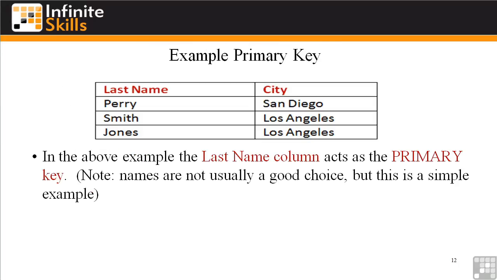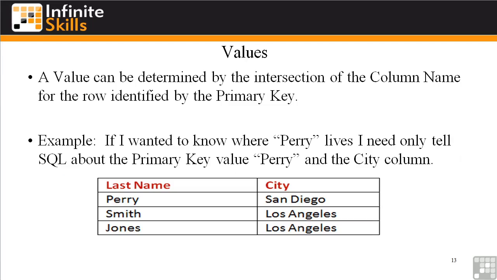Here's an example of a primary key. Coming back to that for a moment, you'll see that the last name column acts as the primary key. And as I mentioned before, names are not usually the best choice, but this is a very simple example. Now, if we want to find a value in one of these cells, we need to know the primary key value and the column name. So if I wanted to know what city Perry lived in, I would know the city column, and knowing Perry is the value of the primary key is enough to get me to San Diego.